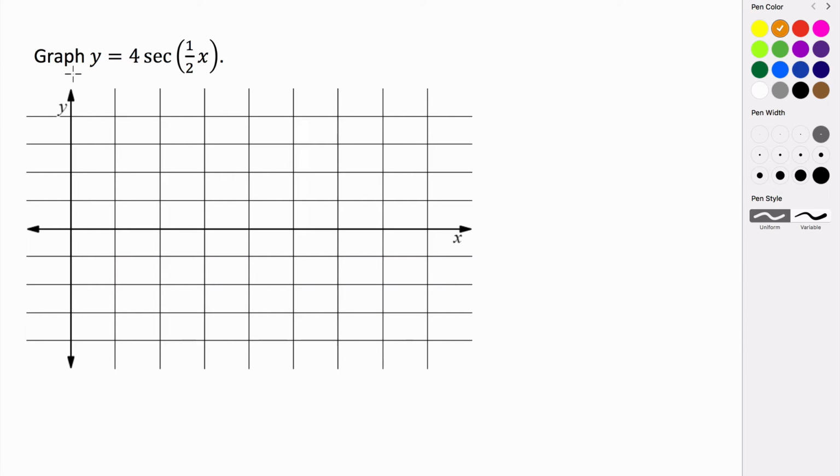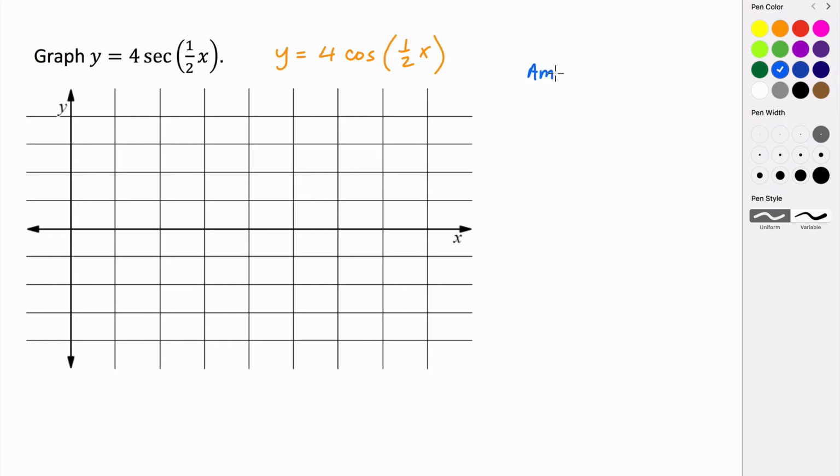In this example, we're going to graph y equals 4 secant 1/2 x. So first, we're going to graph the cosine function that would correspond to this secant function. So we're going to graph y equals 4 cosine of 1/2 x. So what is the amplitude?